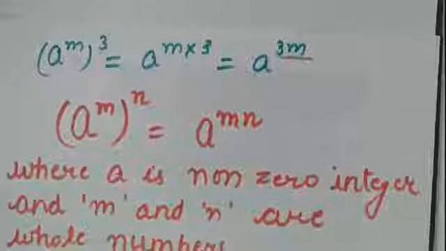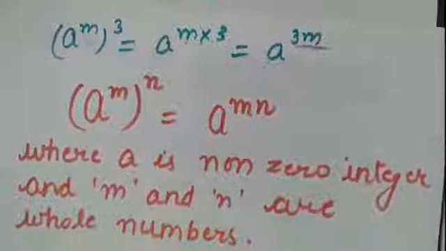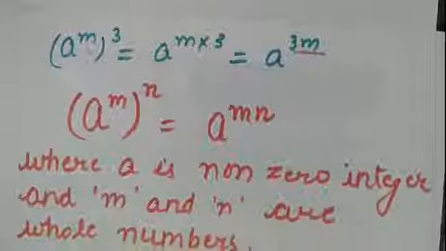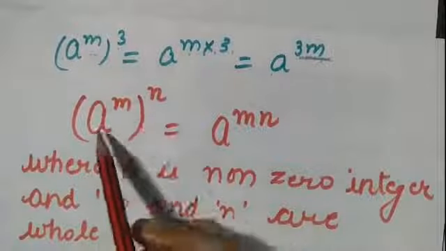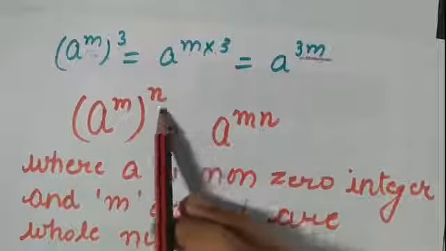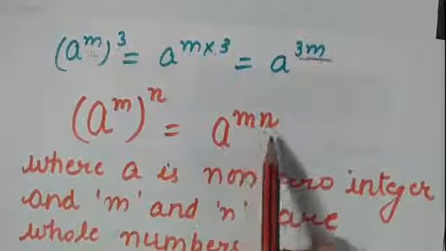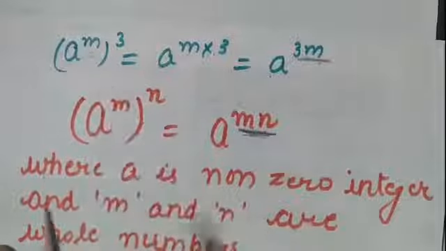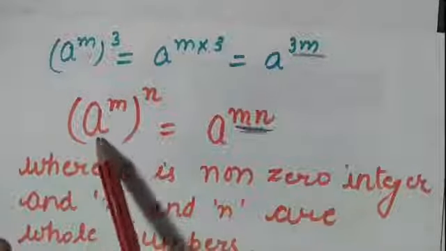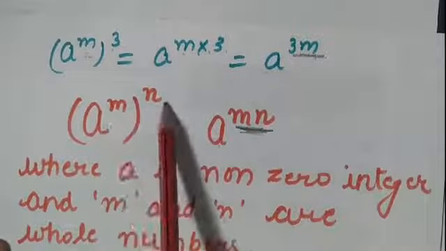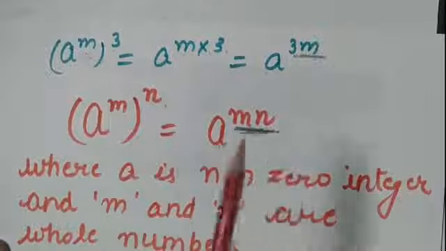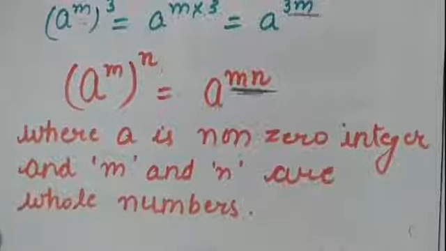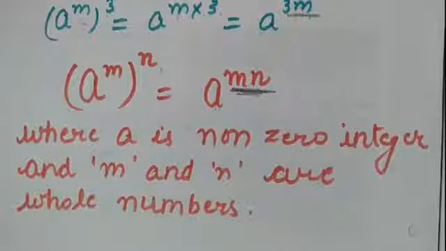So in general, this is our third rule. We have learned from the previous examples, when we have power to the power, then the powers get multiplied. So a to the power m whole raised to the power n is equal to a raised to the power m into n. So this is our third law of exponent. A to the power m whole raised to the power n, then the powers will multiply, where a is any non-zero integer and m and n are whole numbers.